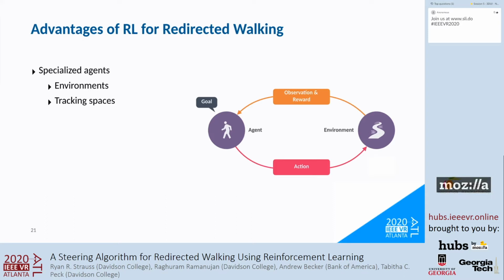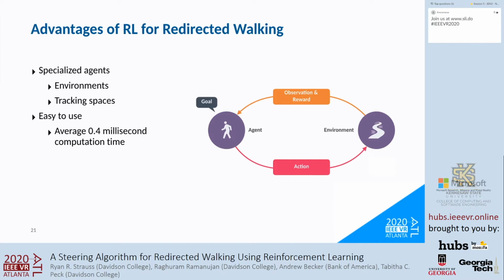more general setting. Our algorithm is also extremely easy to use in practice. Making a steering decision only requires a single forward pass through a relatively small neural network. On our modest hardware, the average time for this computation was about 0.4 milliseconds. Finally, we see lots of room for improvement in this area.